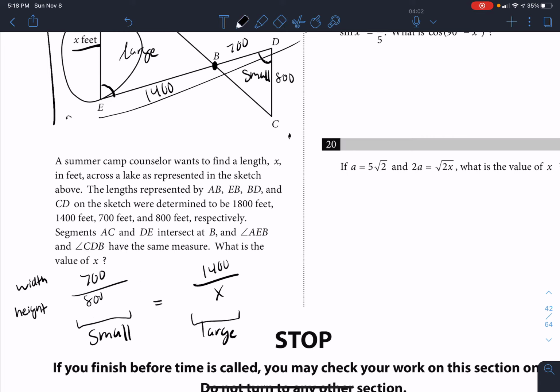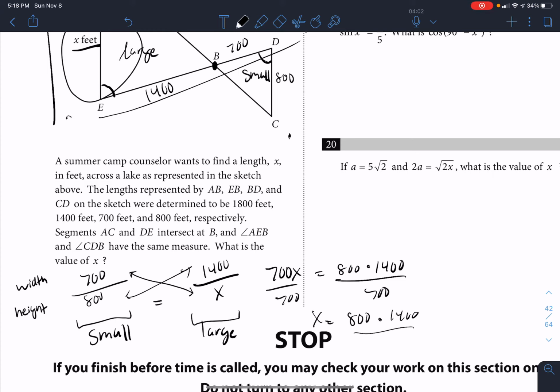Okay, so let's cross multiply this. 700x equals 800 times 1,400. Let's divide both sides by 700. x equals 800 times 1,400 divided by 700. Big numbers here. We know that 1,400 divided by 700 is just 2. So x is equal to 800 times 2. x is equal to 1,600.